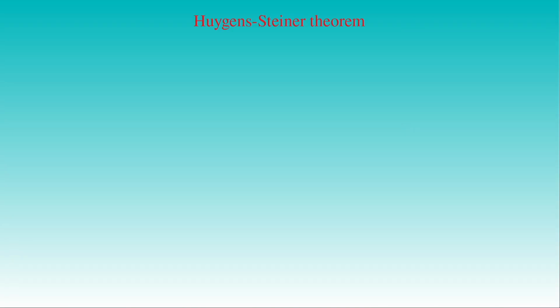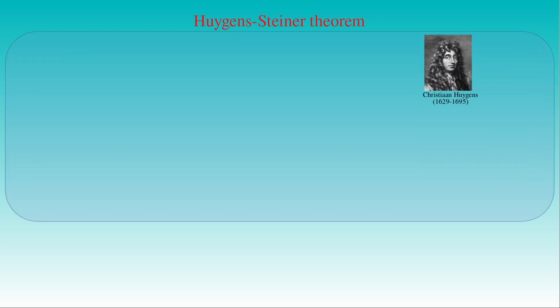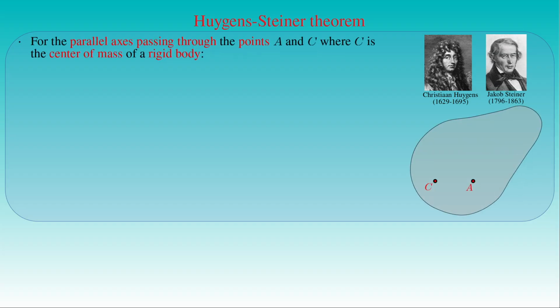Now we prove the Huygens-Steiner theorem on the rotation of rigid bodies about parallel axes, attributed to the polymath Christian Huygens, who also introduced the concept of moment of inertia, and later generalized by the Swiss mathematician Steiner. Let us consider two parallel axes passing through the points A and C of a rigid body, where C is the center of mass of the body.